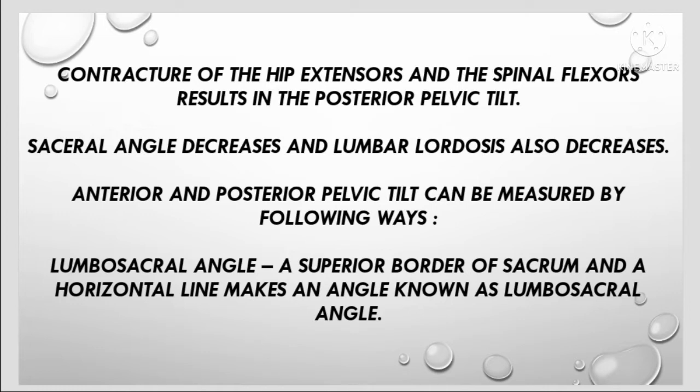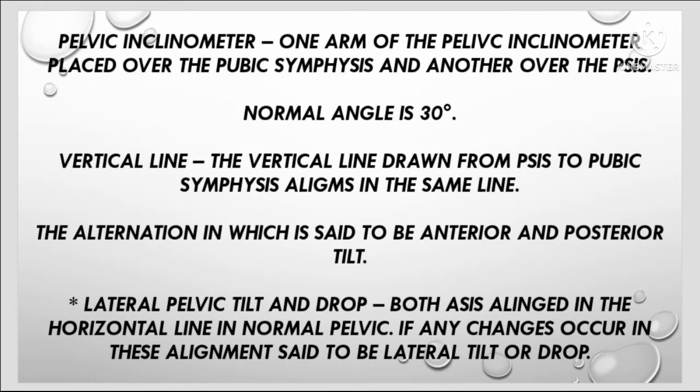Anterior and posterior pelvic tilt can be measured in the following ways. Lumbosacral angle: the superior border of the sacrum and a horizontal line make an angle known as the lumbosacral angle. Pelvic inclinometer: one arm of the pelvic inclinometer is placed over the pubic symphysis and the other over the PSIS. Normal angle is 30 degrees. Vertical line: the vertical line drawn from the PSIS to the pubic symphysis aligns in the same line. An alteration in this is said to be anterior or posterior tilt.